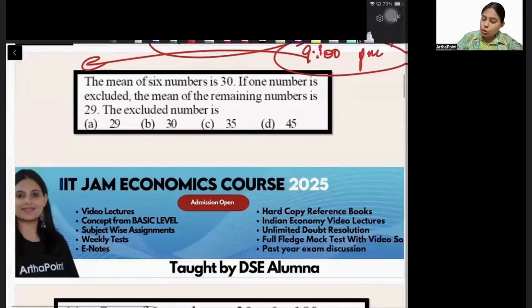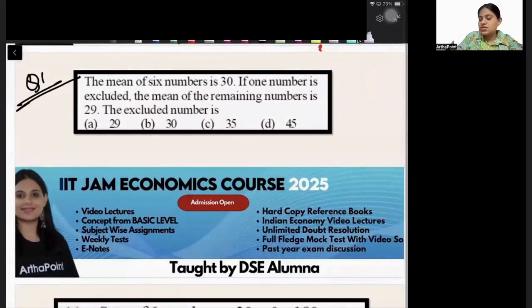Okay. Question 1 on your screen is this. Try to answer this question yourself. Pause your screen. Try to do it yourself. Then I will do this question for you. The mean of 6 numbers is 30. One of the numbers is excluded. Mean of the remaining numbers is 29. Find the excluded number. This is the question that you need to go ahead and solve. Take your time, try to do this question, then I will do this.